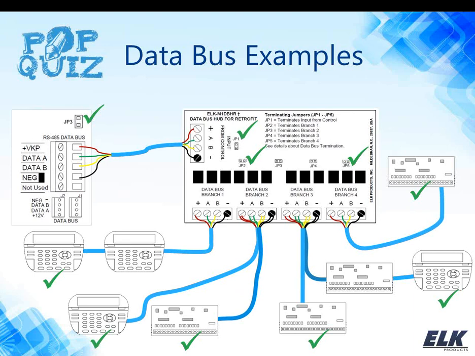But bear in mind, the hub cannot be remotely located. It has to be right at the control panel. So you can go farther on your runs, but you can't actually remotely locate this hub. So that's kind of the trade-off between the 2 hubs.